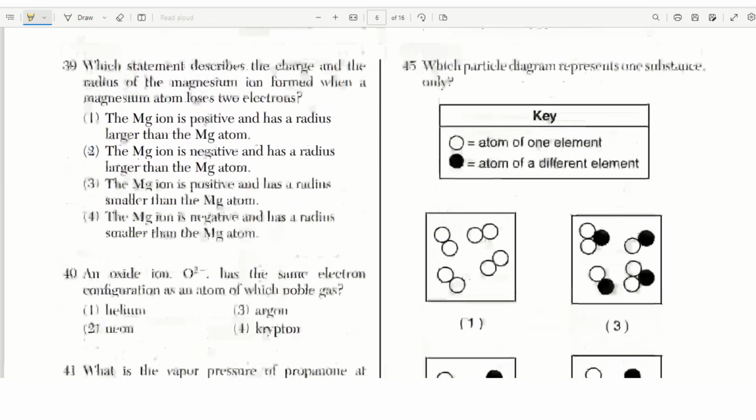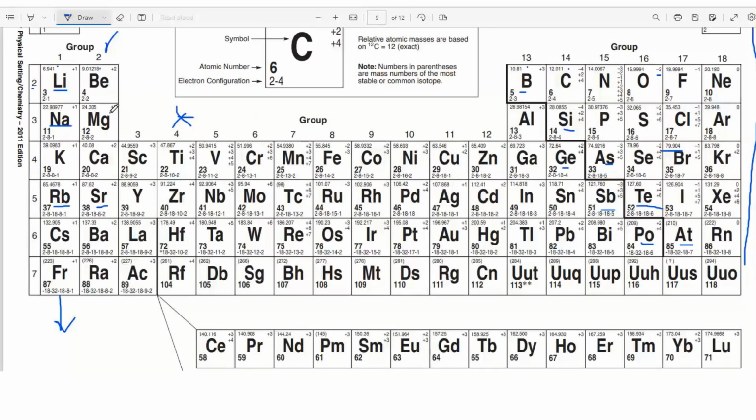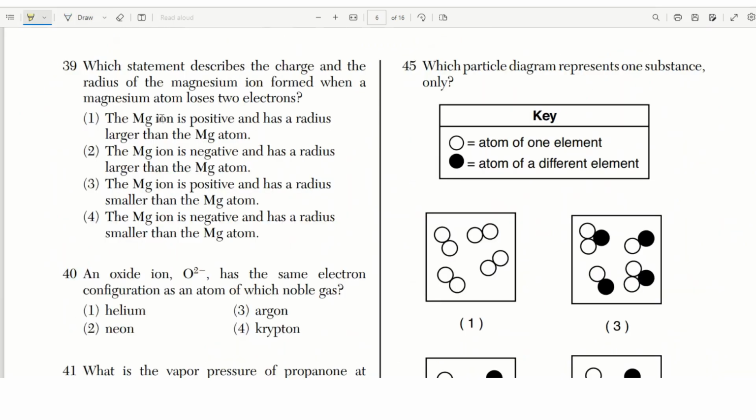Which statement describes the charge and radius of the magnesium ion formed when a magnesium atom loses 2 electrons? I can get some help from the periodic table, and you see that magnesium ion has a +2, right? So the magnesium ion is positive. So I can eliminate negative because losing is going to end up with a positive charge. So the magnesium ion is positive, and is its radius larger or smaller? Well, if it's losing electrons, it gets smaller, all right?